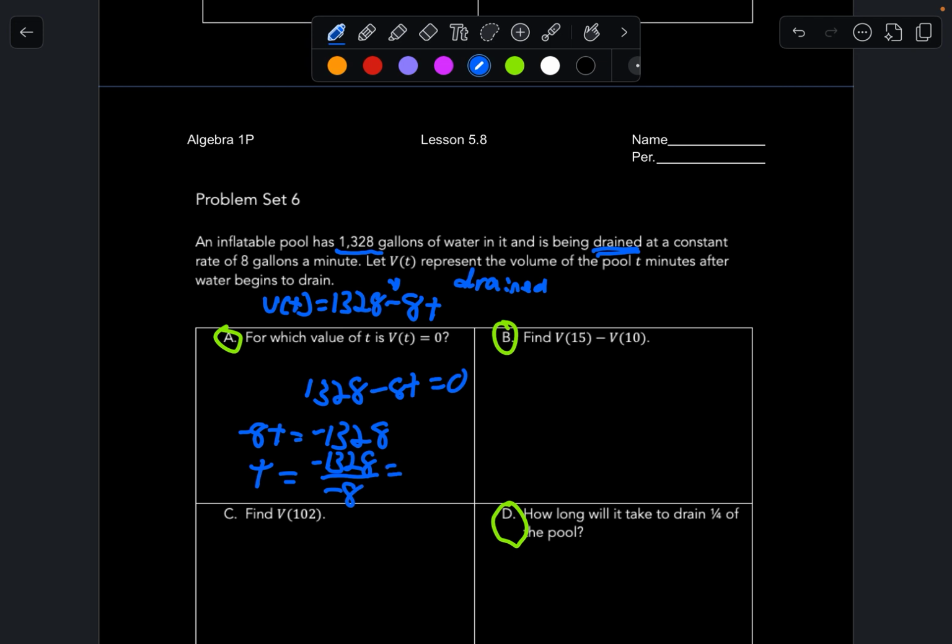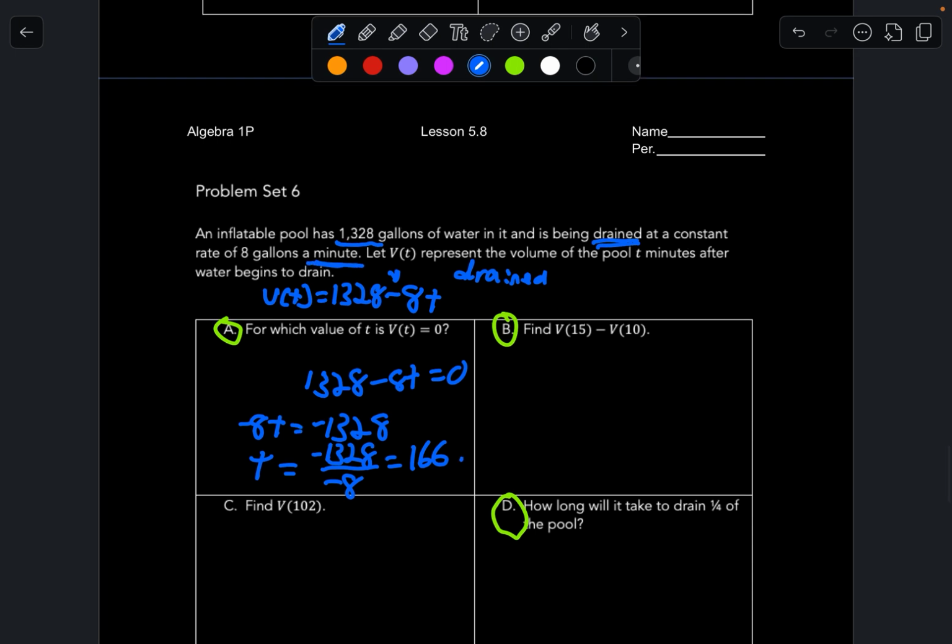A negative divided by a negative is a positive, and 1328 divided by 8 is 166. 166 what? Well, it says it's draining at a constant rate of gallons per minute. So our time unit is minutes, so it's 166 minutes. Then they ask you, what is V of 15 minus V of 10?